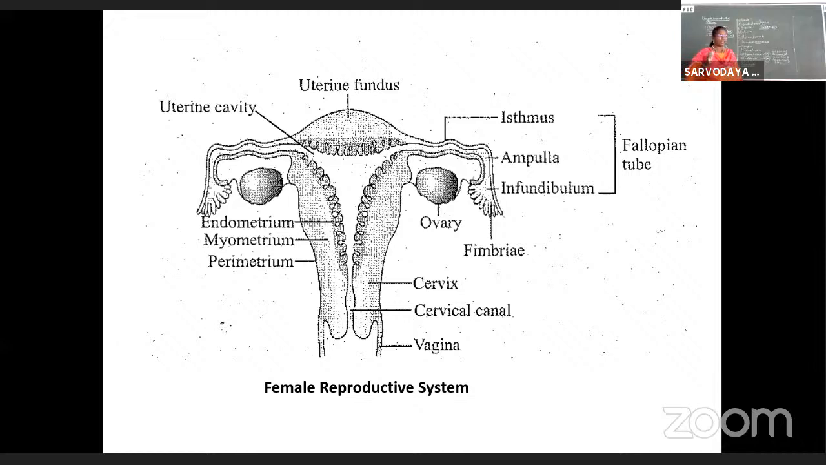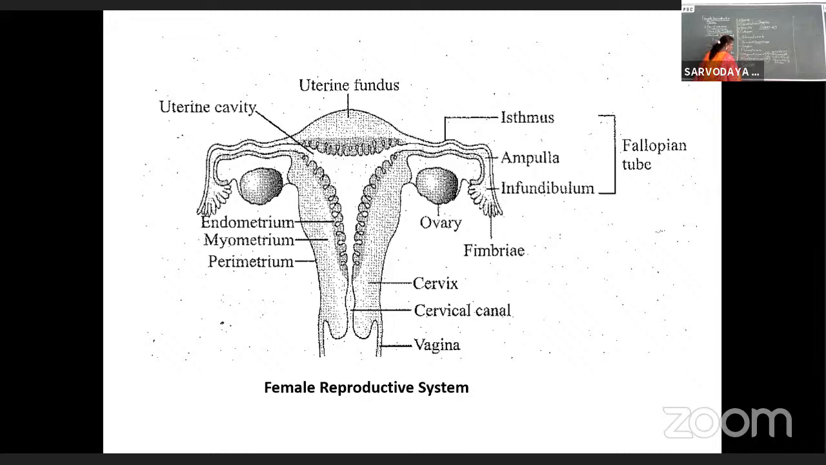I hope you all understand. When I say function, please write the correct function. Here also I'm asking the function of endometrium. So you are not just going to write down the position of the endometrium. What is the position of endometrium? It is the inner layer. But what is the function?